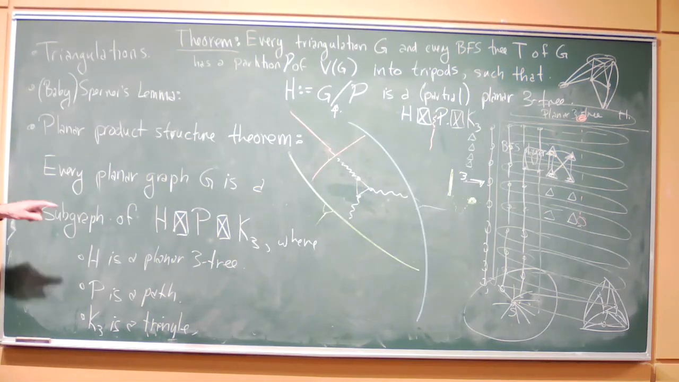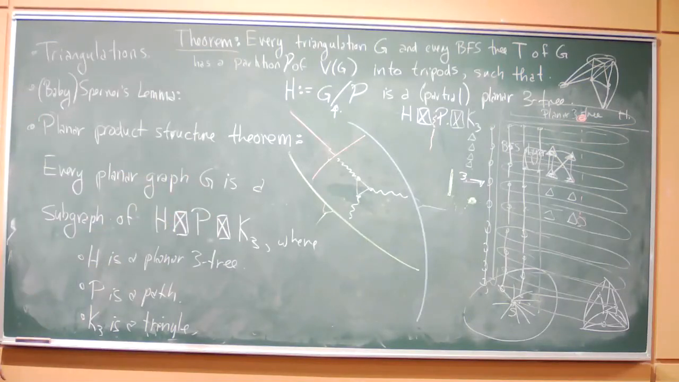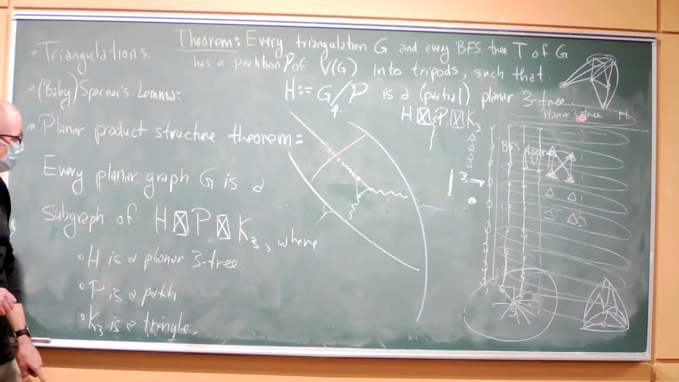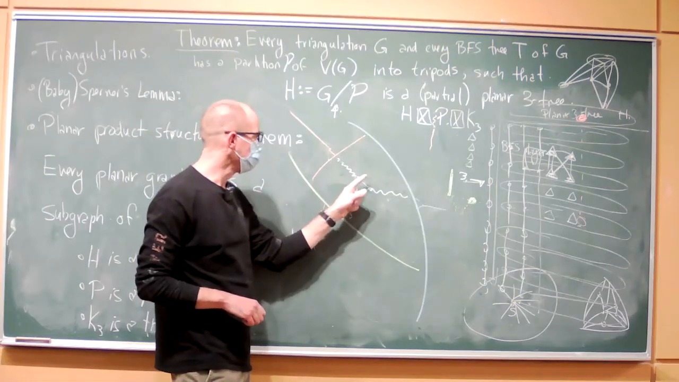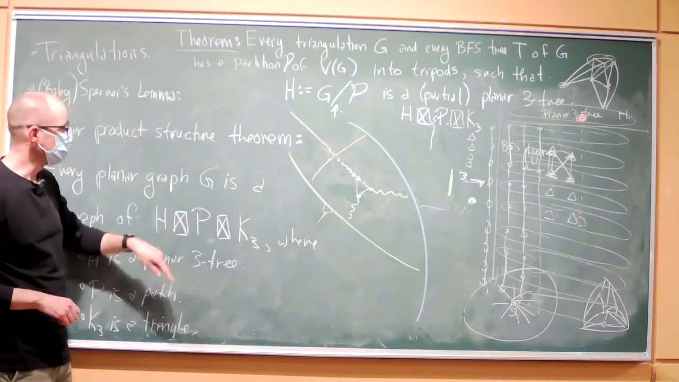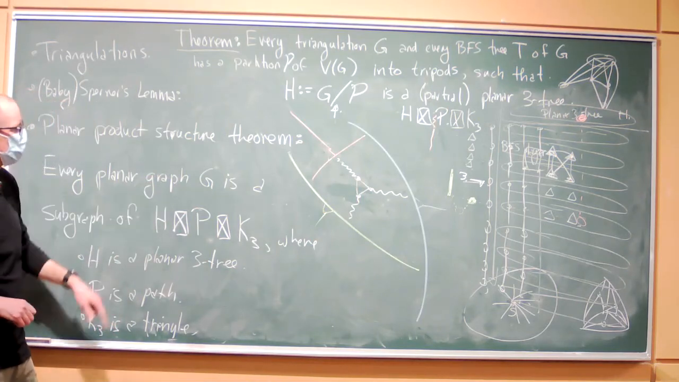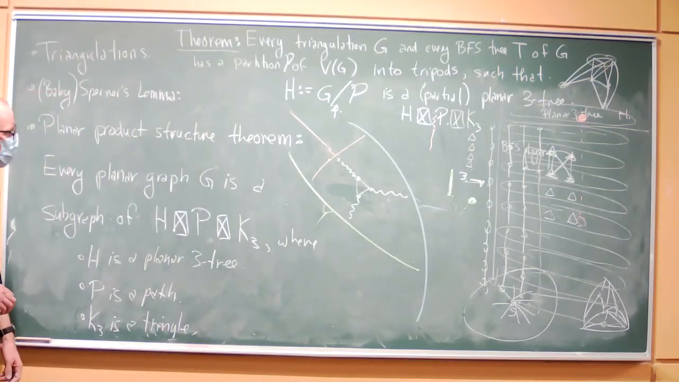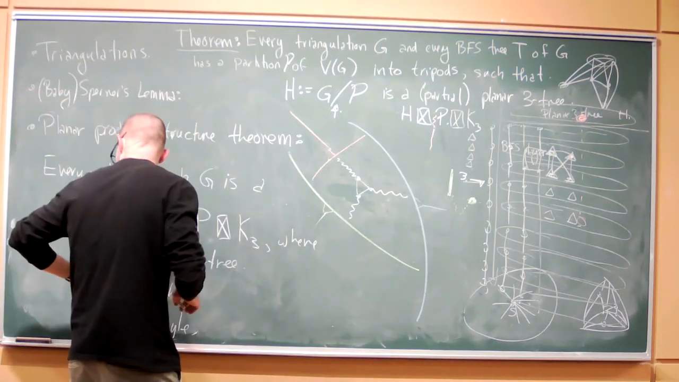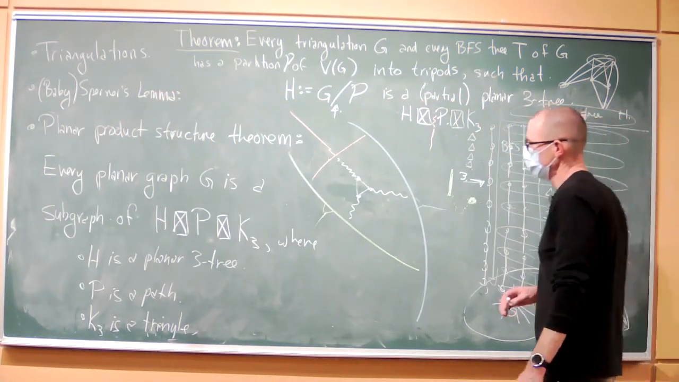And that's just by carefully reading the definition of this product and going through the definitions of all these things. So the K3 is coming from the fact that a tripod has 3 legs. In particular, it can have 3 vertices from any level of the BFS tree, which is represented by the path P. And then H is just the graph that you get when you contract these things. And I'll just very quickly show you how you get a planar separator theorem from this, basically immediately.